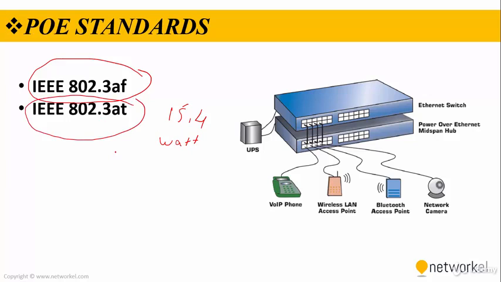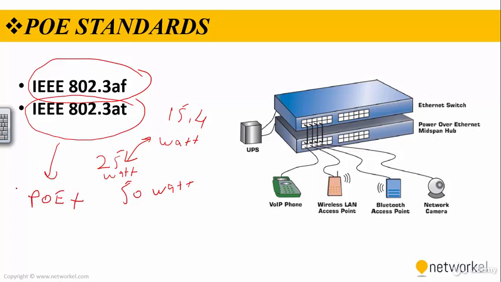The second standard is 802.3at. This standard is an improved version of the 802.3af standard and can provide up to 25 watts of power to the devices, which can be increased up to 50 watts or more by non-standard applications. This standard is also known as PoE Plus.